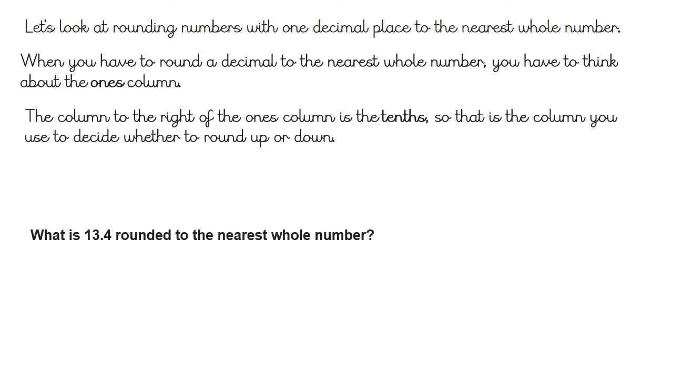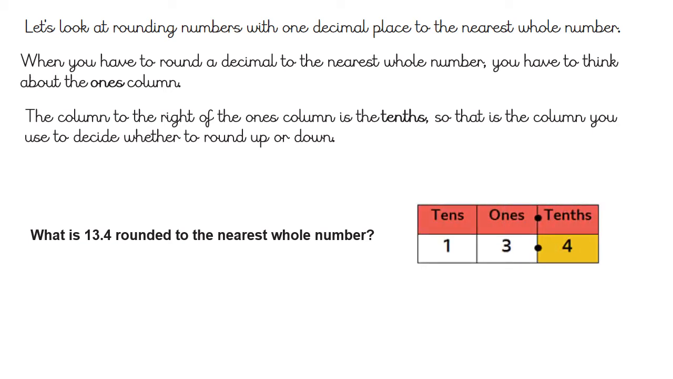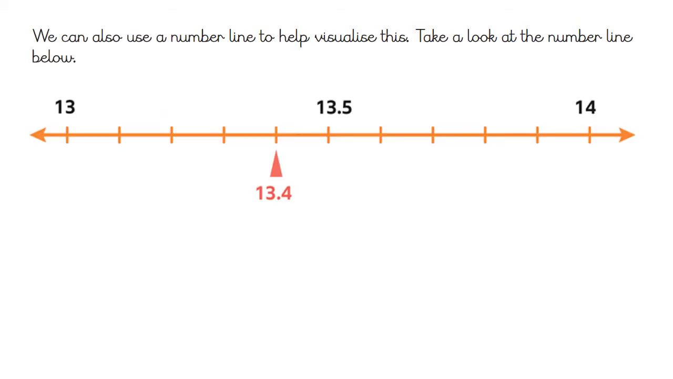So let's have a look at an example. What is 13.4 rounded to the nearest whole number? So here we have it in a place value grid. We can see there is 1 ten, 3 ones and 4 tenths, and you can see that the 4 tenths are highlighted because that's the column we look at to decide whether we round up or down. So in the tenths column we can see that there is a 4, and we know that numbers between 0 and 4 we round down. So we will round down to 13.